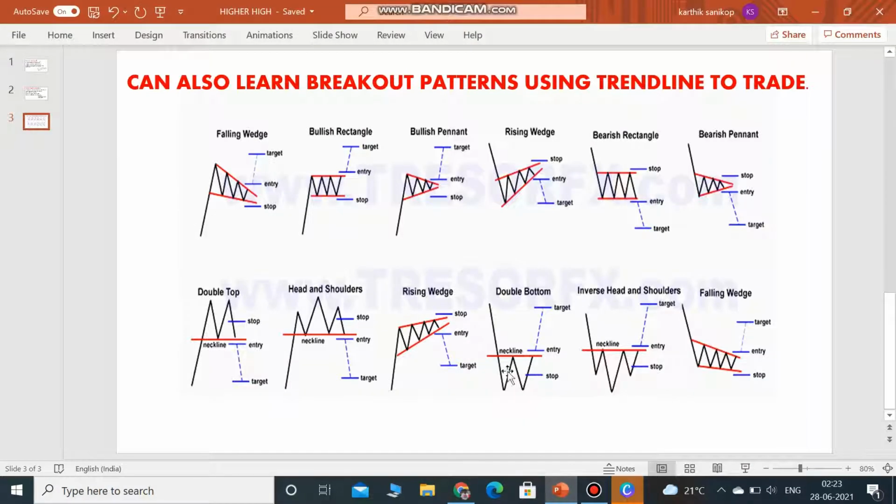There are many other concepts, double bottom, all these lines, what all you see here. That is how you draw it using trend lines.